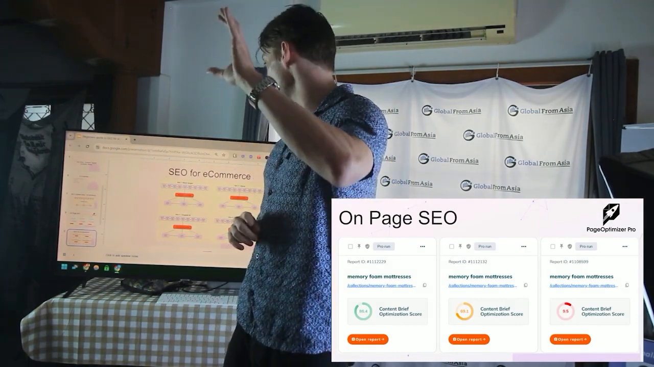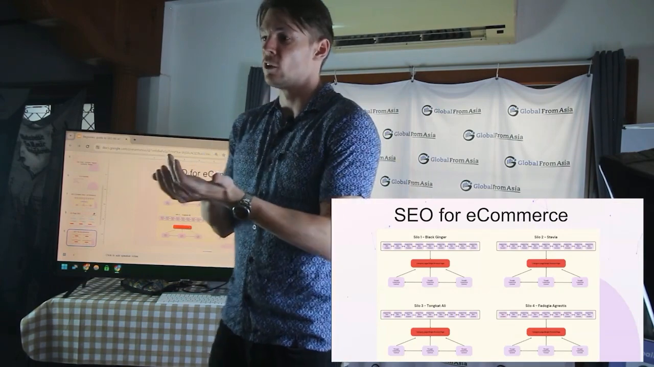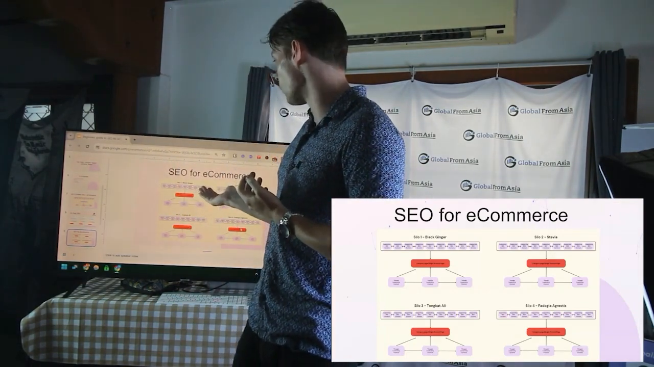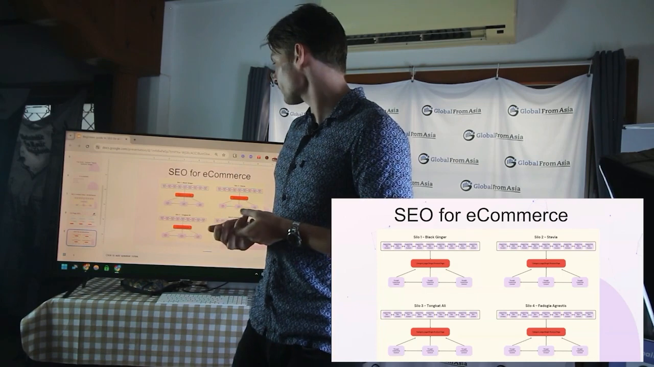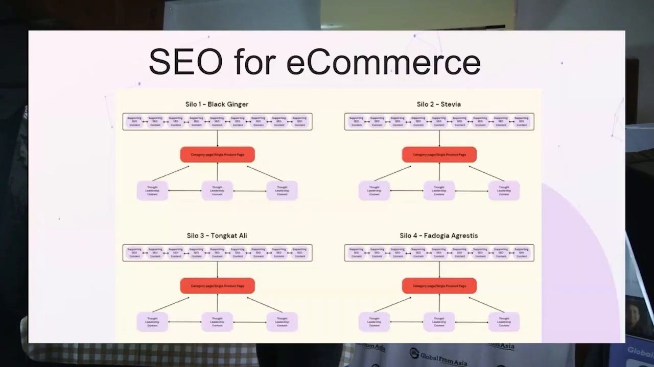Next, okay, so this is a slightly more complicated version of what I just showed you, but I just want to illustrate the fact that these are all self-contained. In this case, this is a website for herbs. So this is the same as before, guys. In the red one here, this is your category page. So let's say I'm trying to boost sales for black ginger. I have a black ginger product page.